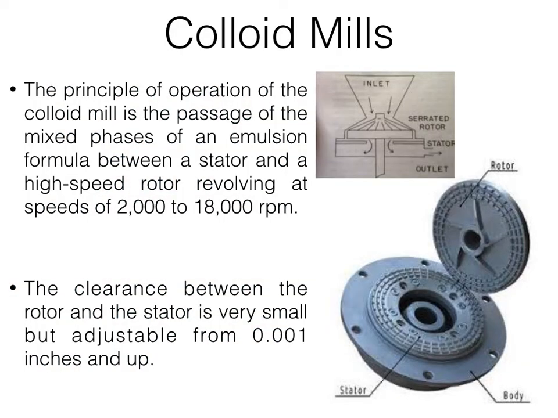Next equipment is colloid mills. The principle of operation of the colloid mill is the passage of the mixed phases of an emulsion formula between a stator and a high-speed rotor revolving at speeds of 2000 to 18,000 rpm. The clearance between the rotor and stator is very small but adjustable from 0.001 inches and up. Clearance means the distance between rotor and stator, that means the gap between rotor and stator.